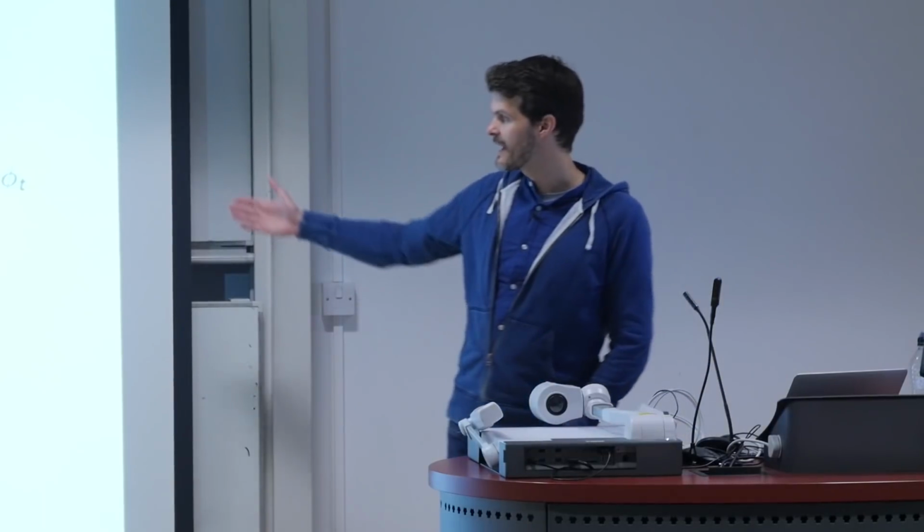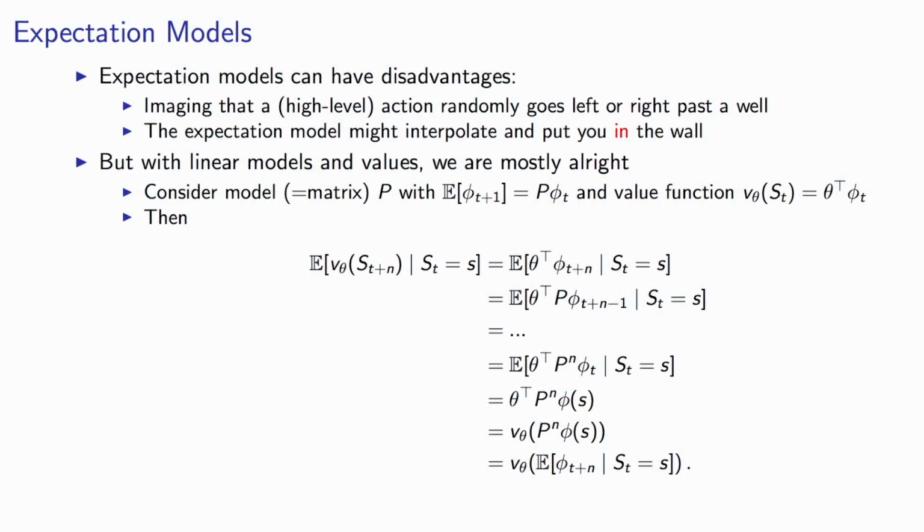For now, we can even assume that this is exact. You've learned this model, or this model is given to you. You have this linear model, and it actually gives you the expected next features, just for simplicity. And let's assume that we also have a linear value function, which is parameterized with some parameter vector theta, which we might be learning, which means that the value at s_t is the dot product of this vector theta with the features at s_t. So features subscript t.